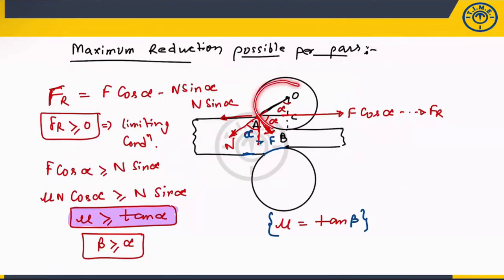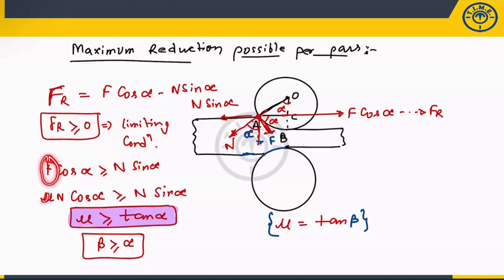Okay, so let us suppose these are the two rollers and this is your sheet thickness. Fine. So the friction force will be acting in this way, and there will be a normal reaction. So the net resultant force: if you resolve this force F, it gives F cos alpha, and in the backward direction there will be N sin alpha. This resulting force should be greater than or equal to 0. Otherwise, what will happen? It will lose the contact. That means F cos alpha is greater than or equal to N sin alpha.